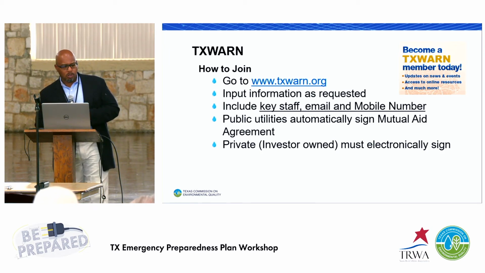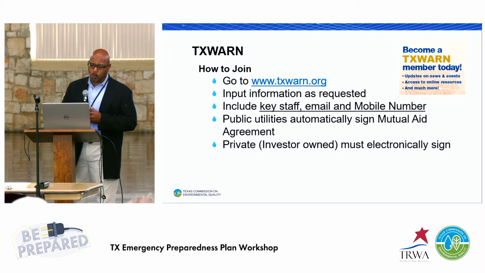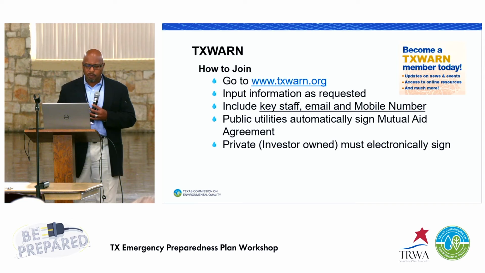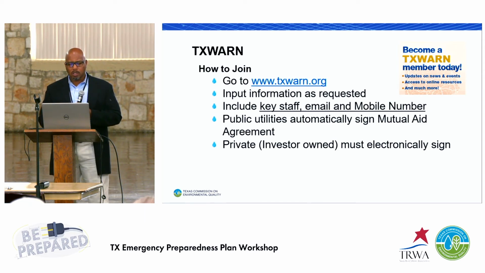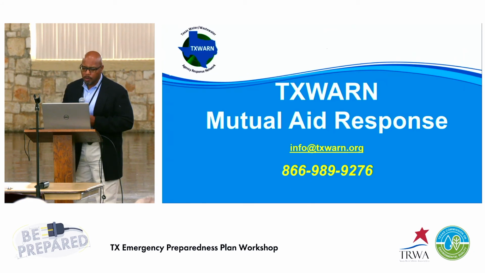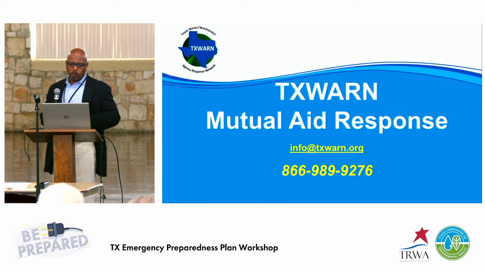But joining TxWarn is simple. You go to the website, www.TxWarn.org, and input the information that's requested. When you click on the Become a TxWarn Member Today button, you're also going to need to include key staff contact information. Again, if you're a public utility, you're automatically covered under the statewide mutual aid agreements or rules, so you don't have to sign the agreement. But if you're a privately owned utility, then you have to electronically sign that mutual aid agreement to become a member. And here's the contact information for TxWarn, both email and phone.